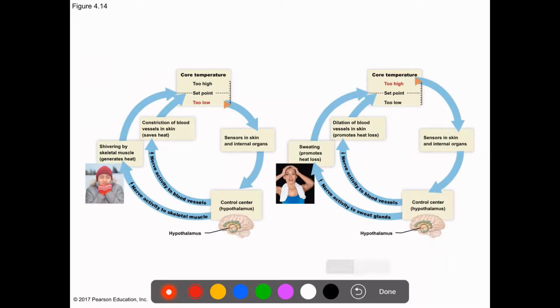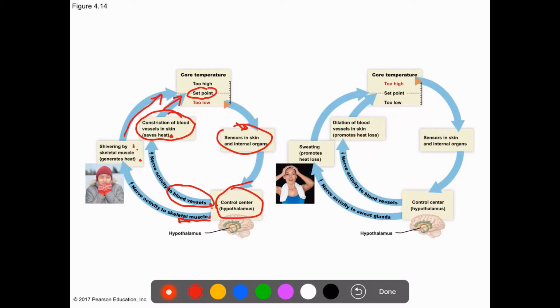Let's see what happens if the temperature drops. Again, these sensors in the skin will sense the change and send it to the hypothalamus, then the hypothalamus will send to the effectors. Here it will send to the blood vessels to stop sending blood toward the skin to save heat inside the body, and also it will send to the skeletal muscle to start shivering, because shivering is movement and that movement will generate heat. Both factors should bring back the temperature to the set point. So this is how negative feedback is working.